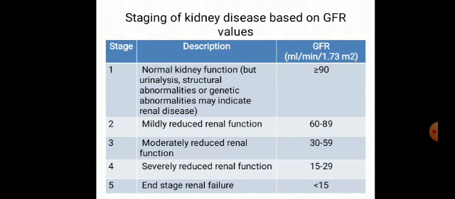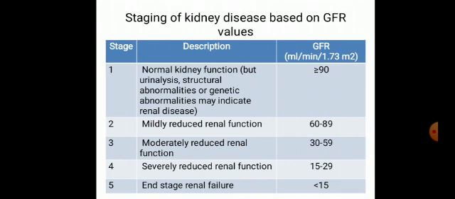The staging of kidney disease based on the GFR values. Stage 1: normal kidney function, but urinalysis, structural abnormalities or genetic abnormalities may indicate renal disease. The GFR is more than 90 ml per minute per 1.73 meter square body surface area. Stage 2 kidney disease, where the GFR will be between 60 to 89, and mildly reduced renal function will be there.